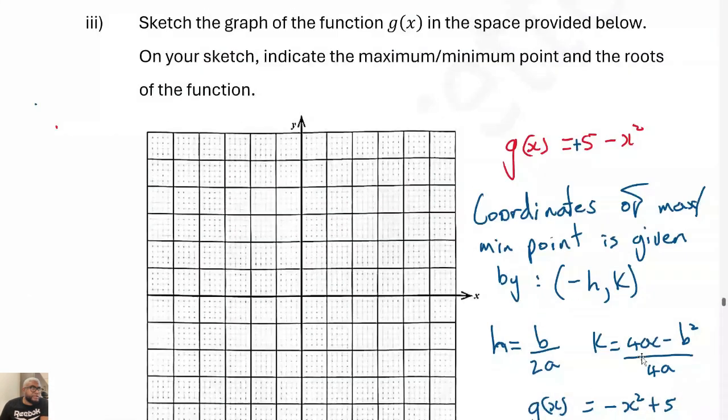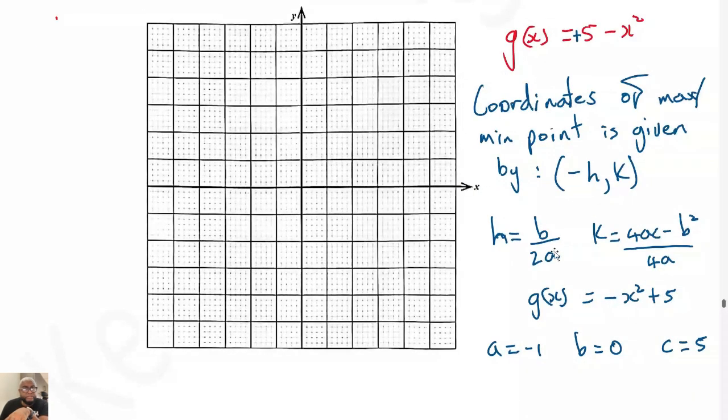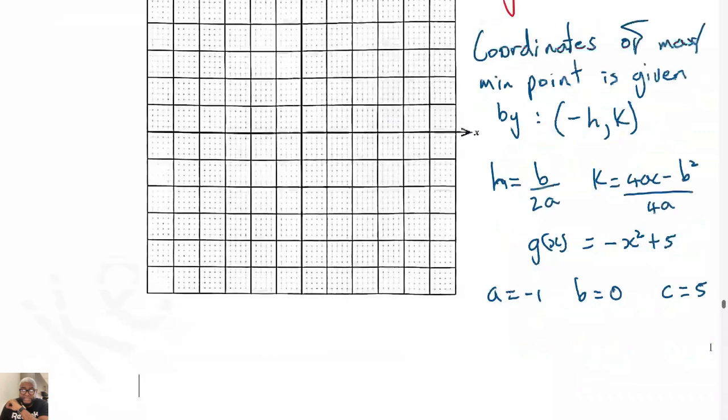So let's run back through this again. We had g of x, which is equal to 5 minus x squared. They want us to indicate the maximum or minimum point and the roots of the function. The maximum or minimum is negative h comma k. We have h is equal to b over 2a, and k is equal to 4ac minus b squared over 4a. From this quadratic, we determine that a is negative 1, b is 0, and c is 5.